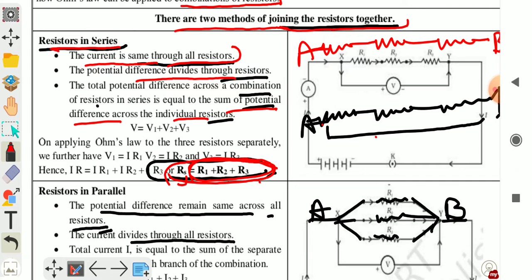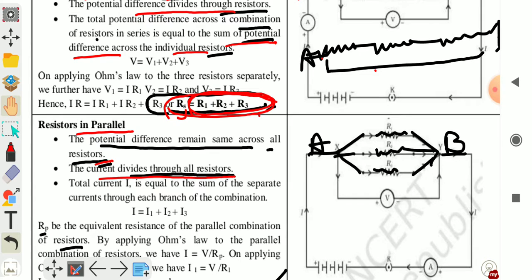Resistors in parallel. The second method of combination is resistors in parallel. The potential difference remains the same across the resistors, while the current divides through all resistors. The total current I is equal to the sum of the separate currents through each branch of the combination. So I equals I1 plus I2 plus I3, and RP is the equivalent resistance of the parallel combination of resistors.